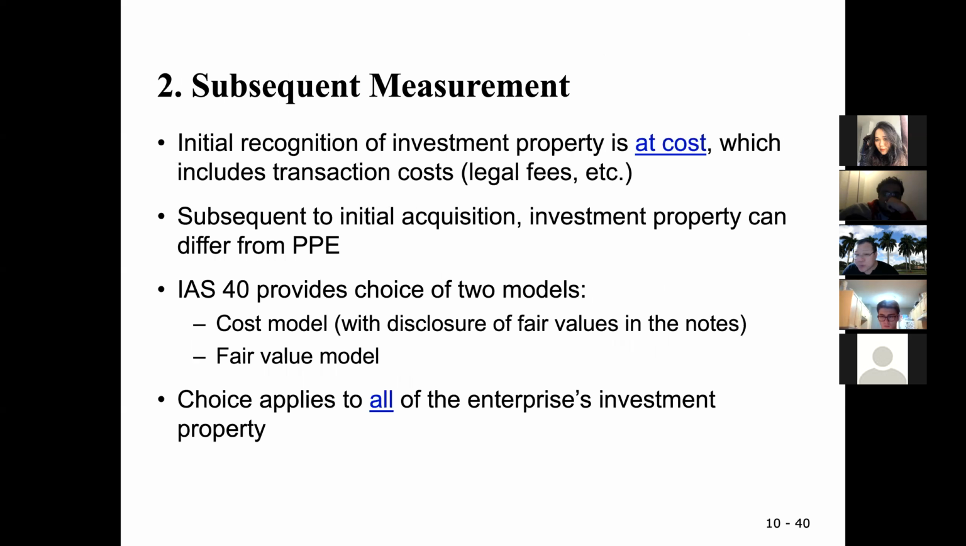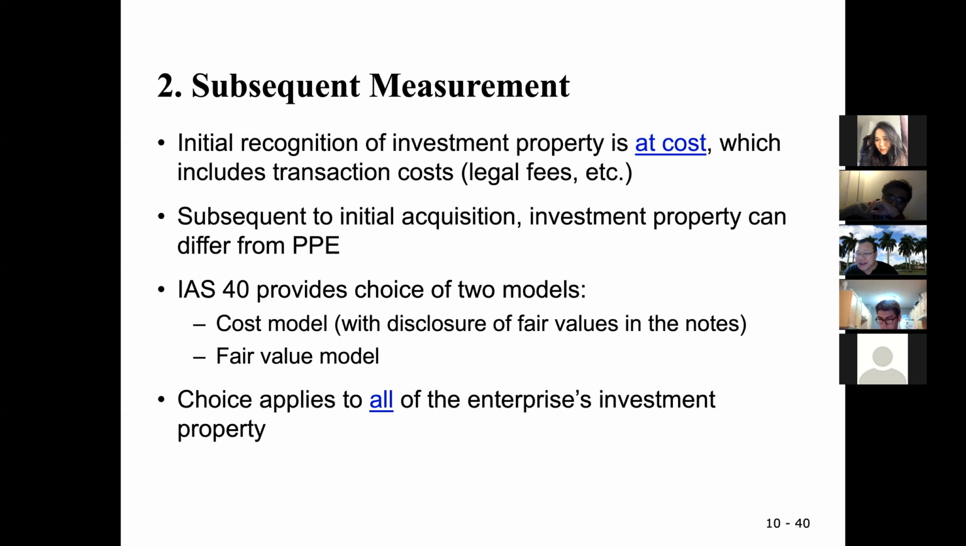Initially, you recognize investment property at cost, including transaction costs and legal fees. Subsequently, you can measure investment property using either the cost model or the fair value model.